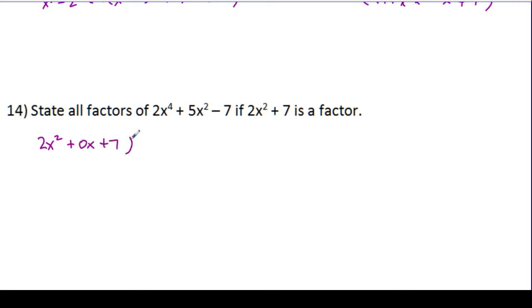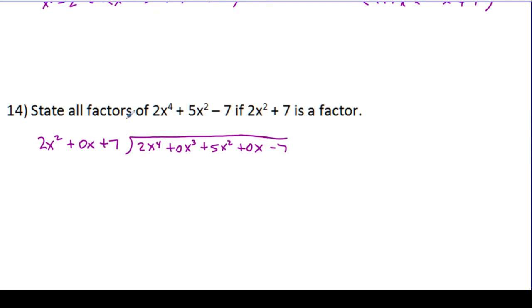Okay, and then on the inside of the long division symbol, I'm going to do the same thing. I'm going to say 2x to the fourth. I don't have an x cubed, so I'm going to put 0x cubed, plus 5x squared. I don't have an x to the first, so I'm going to put 0x minus 7. And now we're doing long division.